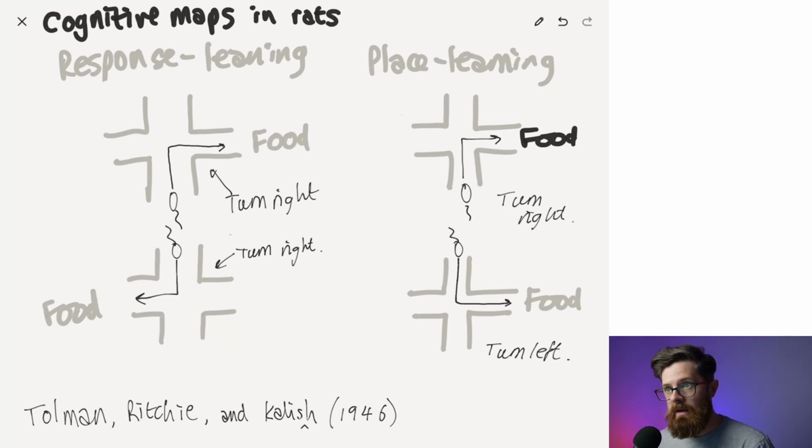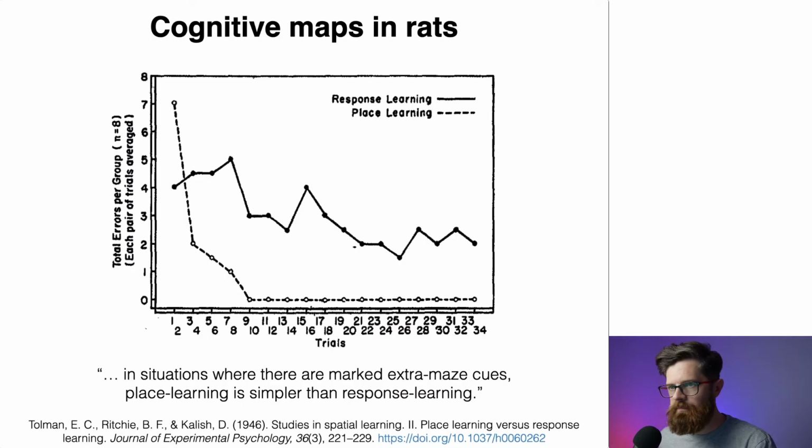So that's the thing. In the left condition, the response learning condition, the rat just has to learn what the response is, turn right. On the place learning condition, the rat has to learn where the food is, where is the food located. And in order to solve that, depending upon where the rat is placed, it actually has to turn different directions, and so the response required is different. Okay, so let's have a look at the results.